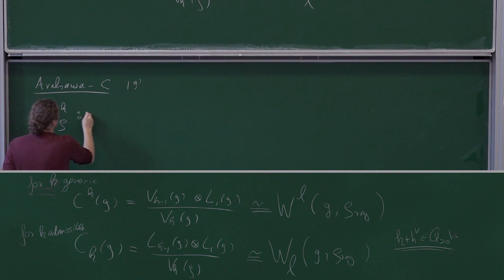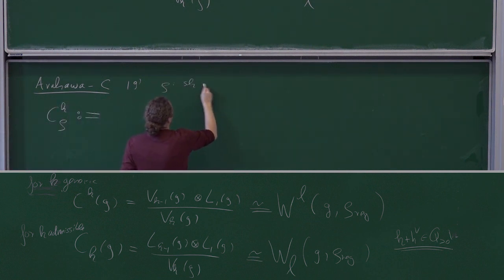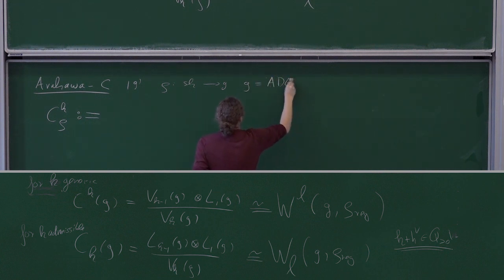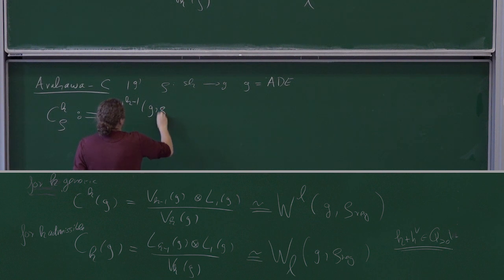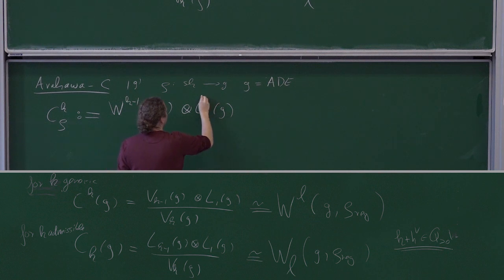Now I define a new coset. I call it C_K with a subindex rho, where rho is an embedding of SL2 into G, and G is simply laced, so of type SL, SO2N, or E. Then I replace here in the numerator my affine VOA by the W-algebra. I still tensor with the lattice VOA, but I should write here maybe an index rho, twisted.